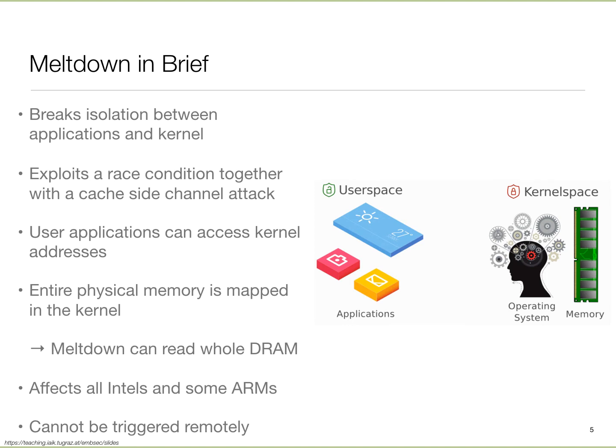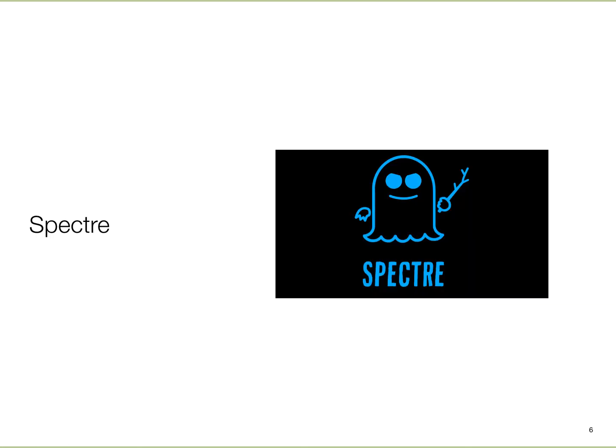So essentially, Meltdown can read the whole DRAM through this mechanism. You break the isolation and then you read the part of the virtual address space where the physical memory is mapped, and now you have read the whole data. It affects all Intel processors, all AMD, as I understand, and some ARMs. But the saving grace here is that it cannot be triggered remotely. Okay, that matters, because if it were triggerable remotely, then you would be open to things like attacking the system through JavaScript in your browser, and stuff like that. So that was one saving grace.